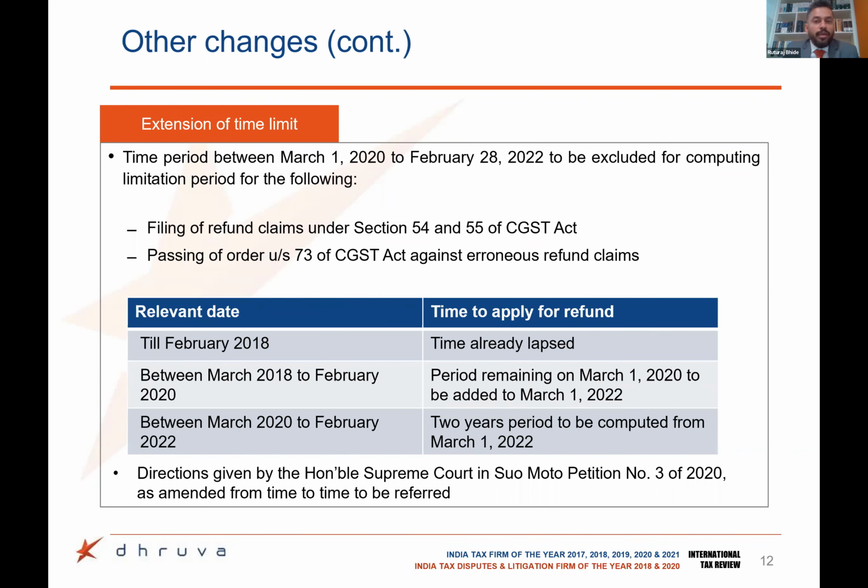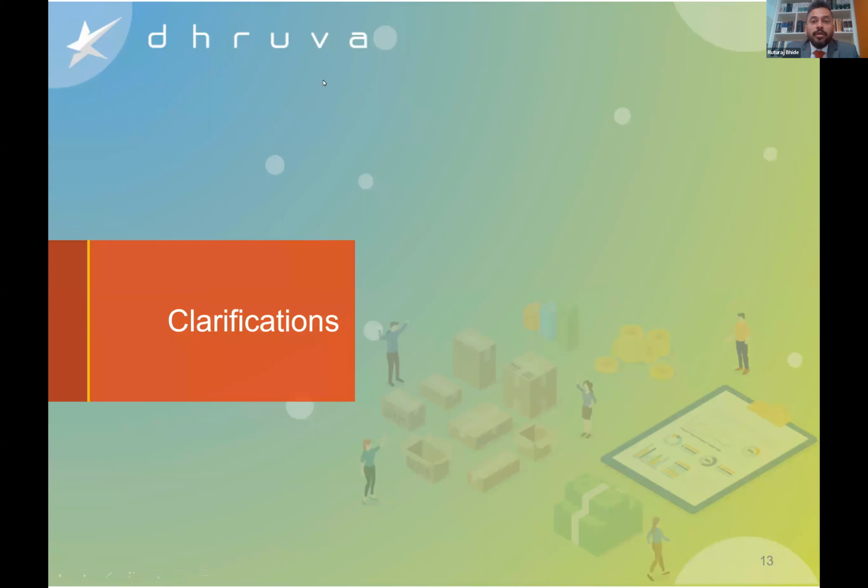If you have missed out on claiming refund, this is an opportunity for you to re-avail that credit. Also, if you have filed refunds earlier which were otherwise deemed to be time barred, this amendment will make the refund claims filed after February 18 legitimate refund claims, which should be considered as eligible. So with that, I think we come to an end of refund related amendments. There are a lot of clarifications which have been given by the government. I'll request Puraj to take up the clarifications related to various aspects.